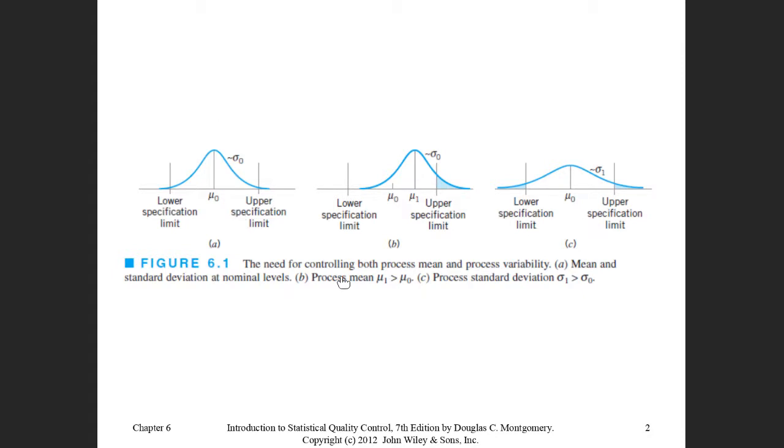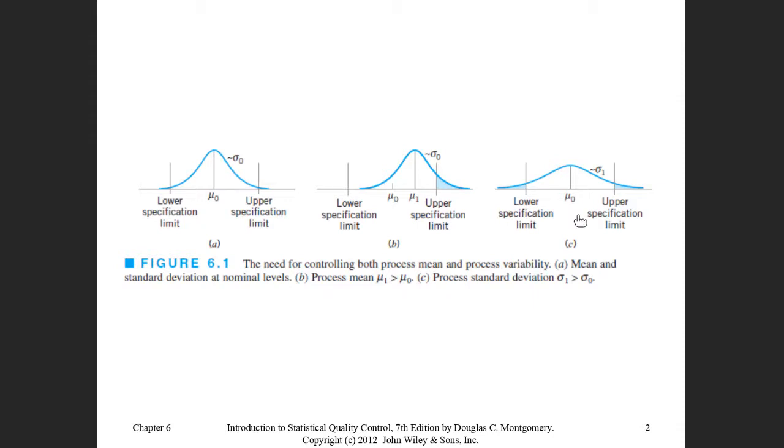The first one, figure A, shows the ideal case, where the mean of the process is meeting the center line of the specification, and the specifications are within the control limits. On figure B, we see that the mu, or the mean, is shifted from the specified standardized mean. In this case, we see that the mu is greater than the mu naught.